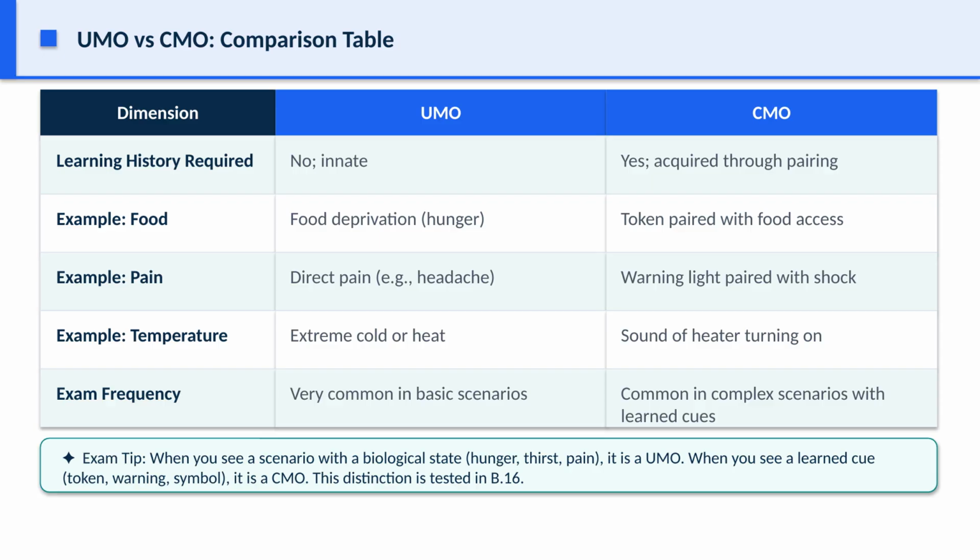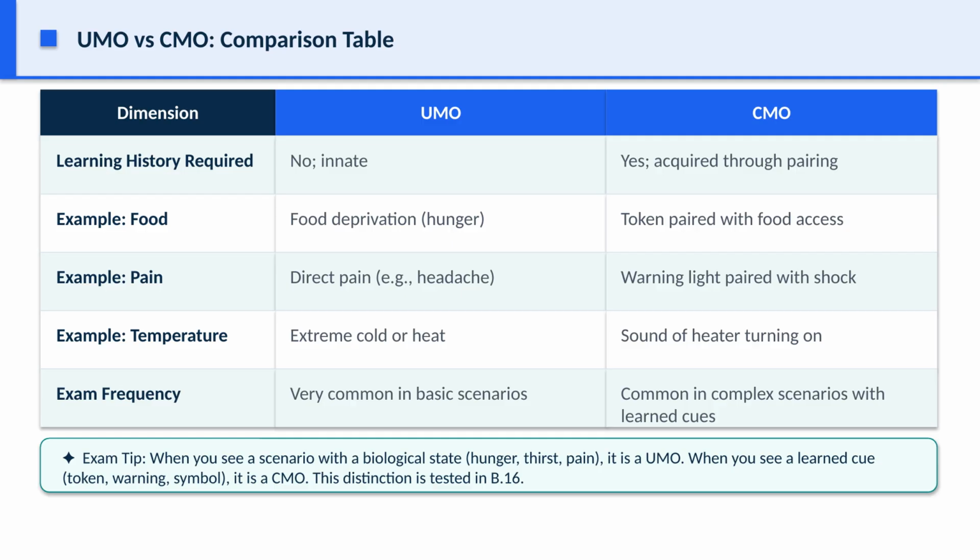Now, let's clarify the critical distinction between unconditioned and conditioned motivating operations, as this comparison table is a high-yield exam topic. On the left, UMOs like food deprivation, direct pain, or extreme temperatures require no learning history. Their value-altering and behavior-altering effects are innate. For example, hunger makes food more valuable and evokes food-seeking without prior training.